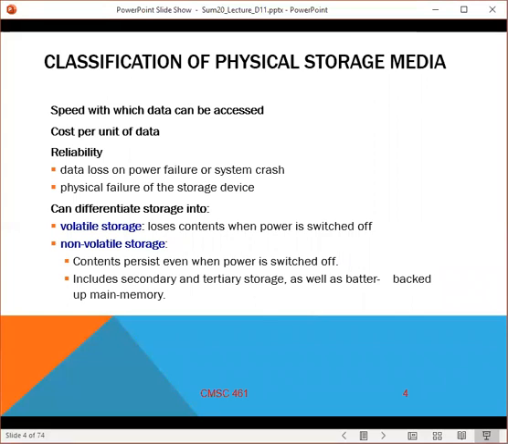So we classify physical storage media with regard to speed and cost. We can also classify it in terms of volatile or non-volatile storage. Memory is volatile. When you turn off the power, you lose the data. Memory is also extremely fast, but it's also extremely expensive. Disk drives are non-volatile storage. The data is persistent, and you retain the data even when the power is switched off. It's cheap compared with main memory, but it's slow relative to memory as well.